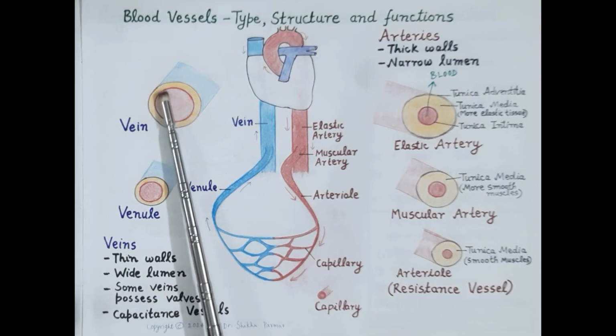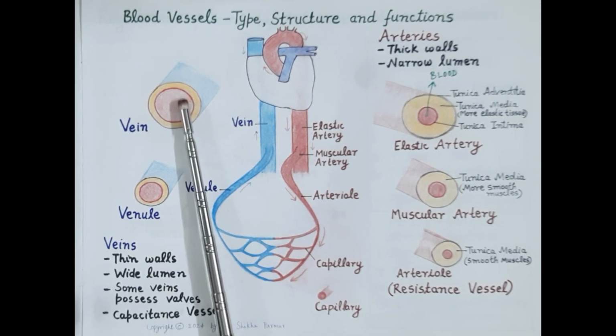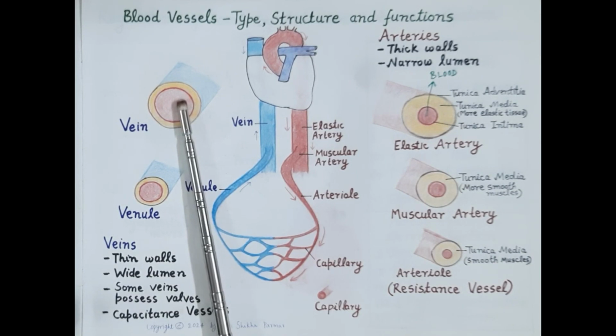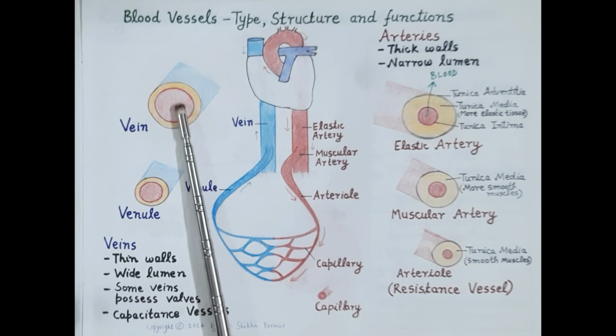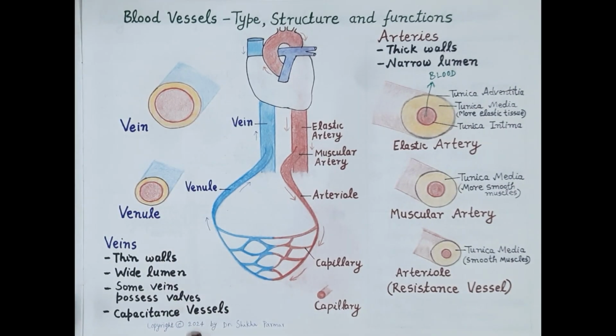Now, as you can see here, this lumen is very wide, and thus the veins possess very good capacity to hold the blood. So, they possess capacity to hold large volume of blood. And since they can hold large volume of blood, their capacity is huge. The veins are also known as the capacitance vessels.